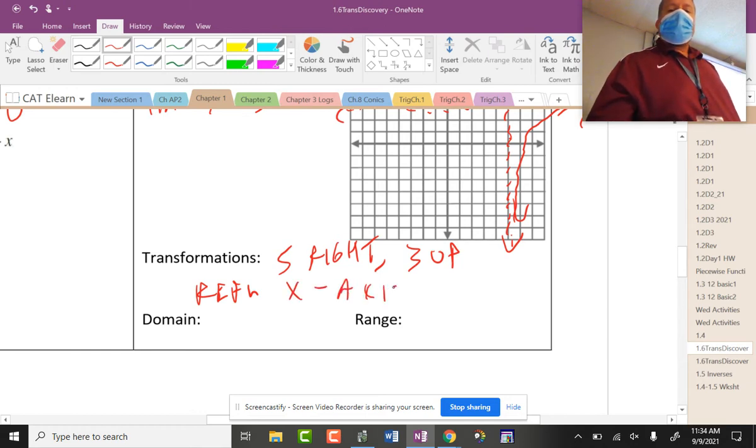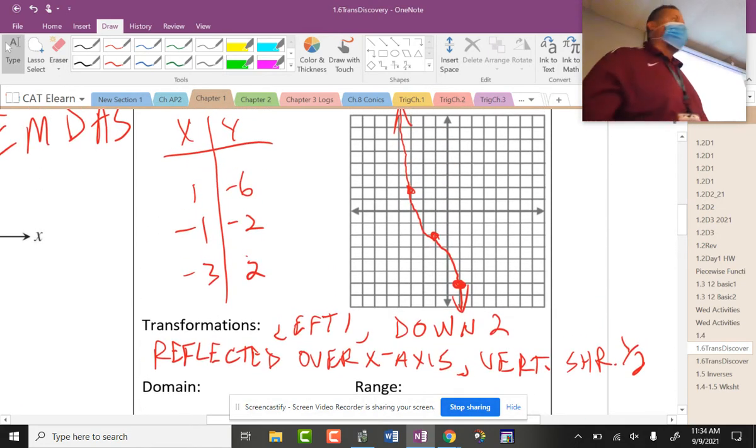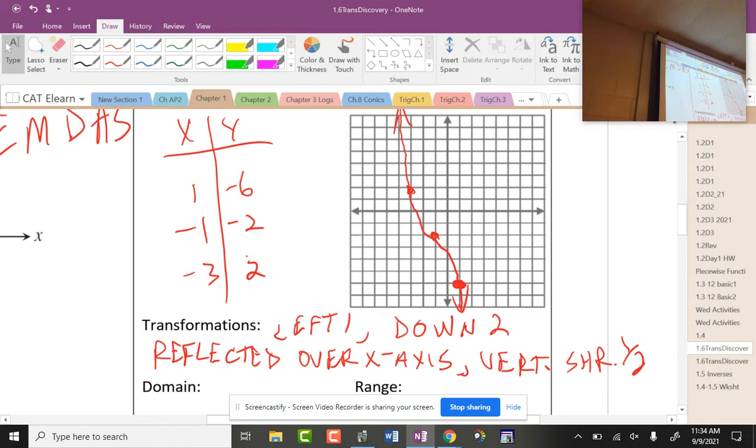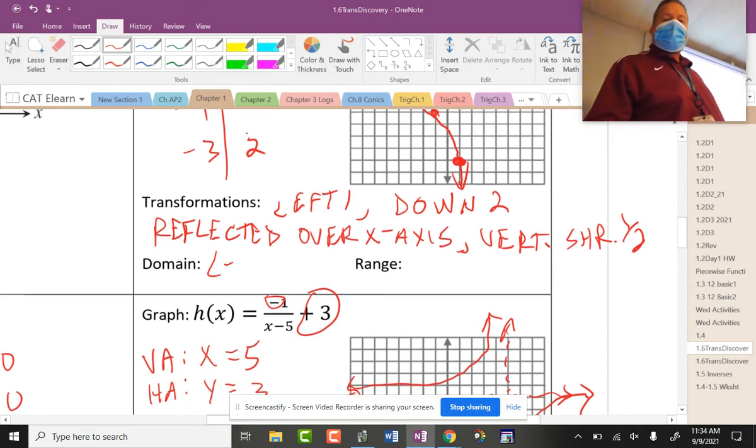Shoot, did I forget domain and range in the last one? I did, didn't I? Sorry, go back up to that. What's the domain, everybody? 3, 2, 1. What's the range, everybody? 3, 2, 1, because it's the same. It's all real numbers. So I forgot about that one. I just remembered that. Now let's go to the domain and range here.